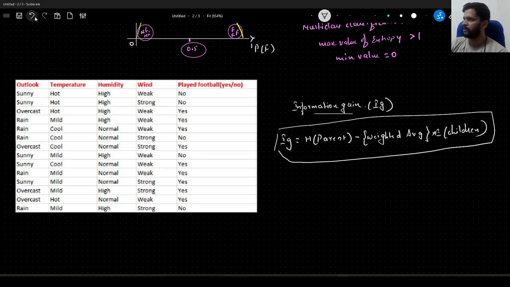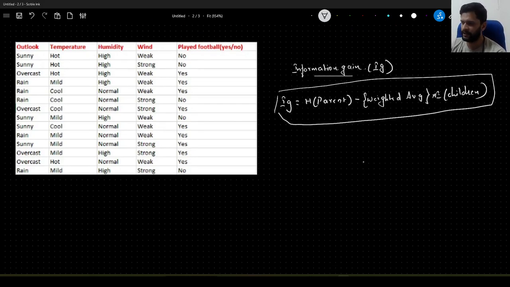Now if you look at this particular example, we have something called the parent, right? This parent is nothing but the data before the split. And this holds good at all the levels of a tree. Now let us calculate the entropy for this particular data set. This is our parent. So the entropy of the parent, the entire data set, is calculated as follows. In this data set, our target variable is played football, yes or no. So it's a binary classification problem.